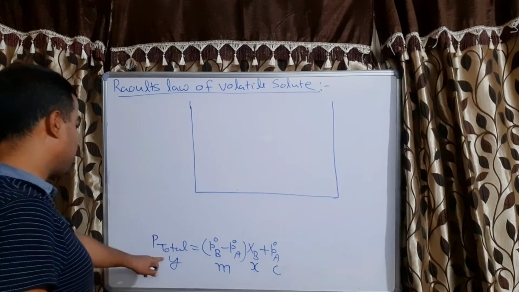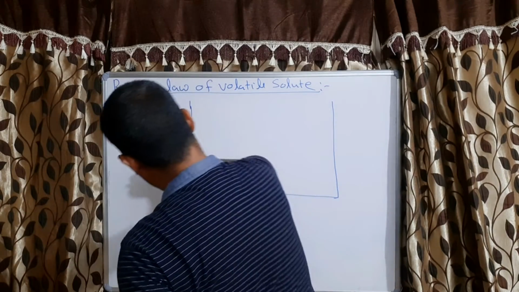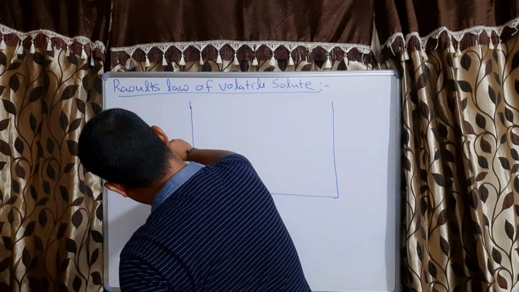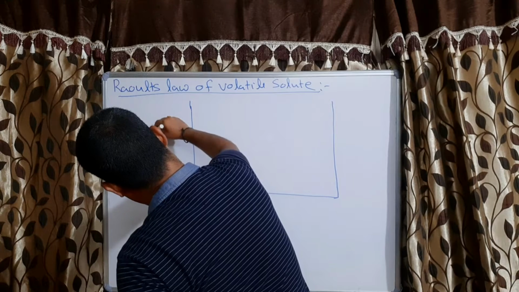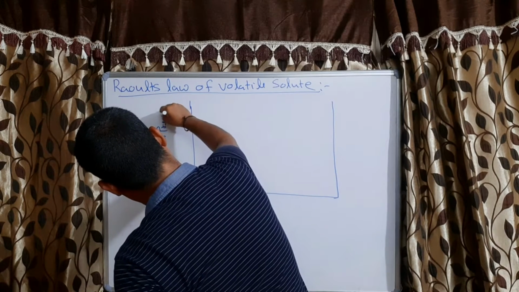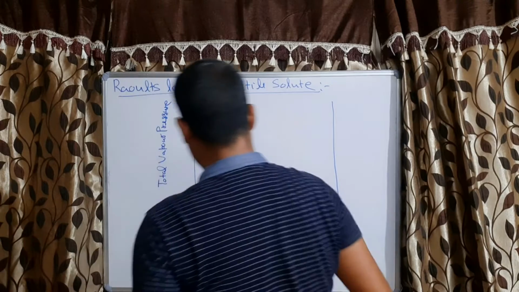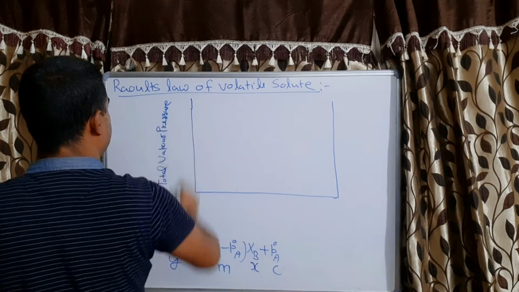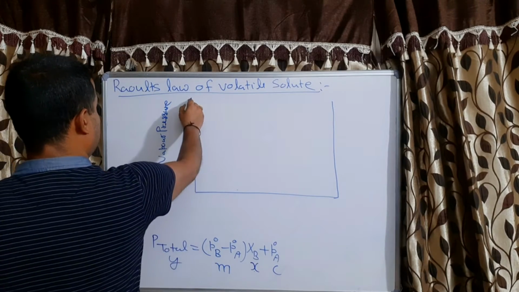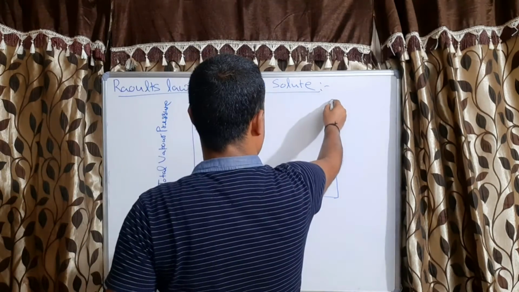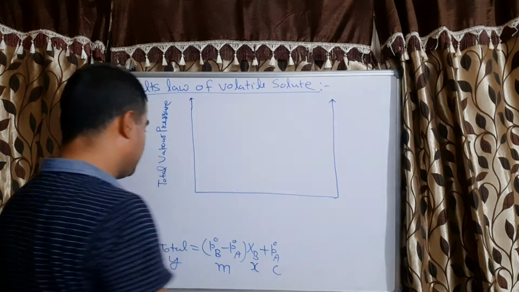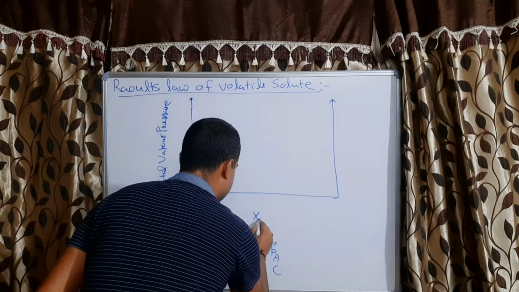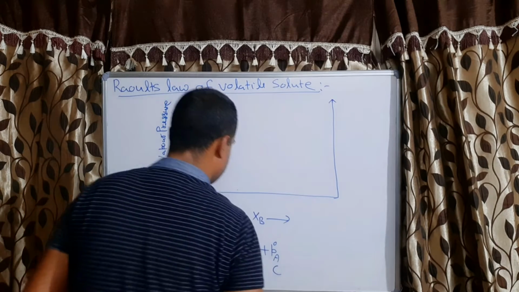Correct? So Y is the P total, means total vapor pressure. This is increasing in this direction. Correct? And this is the X. X is the mole fraction of B. So this will be B. This is increasing in this direction.